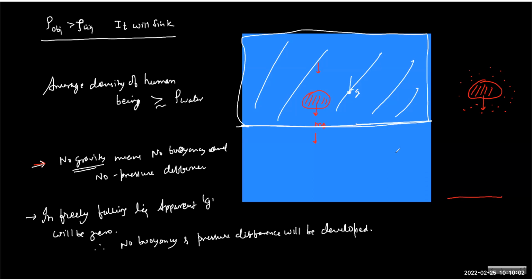See, both are dropped, free falling. If both are free falling, then both will have the same acceleration. Is there any relative velocity? Is it possible for the stone to go ahead of you? No, sir, not possible. Is it pressing you? No. Then is there any pressure? No, sir.